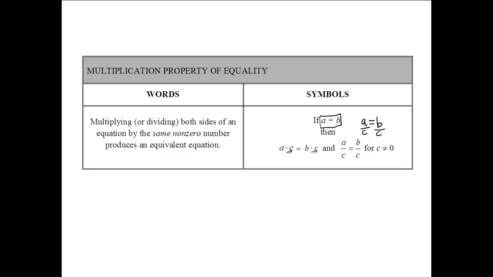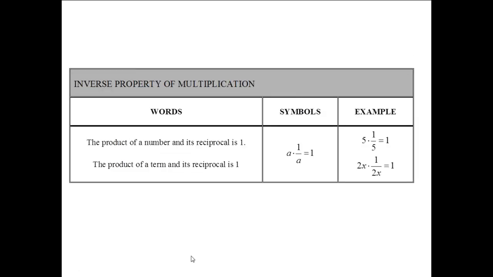The inverse property of multiplication states the product of a number and its reciprocal is 1. For example, 5 times its reciprocal, which is 1/5, equals 1. Also, the product of a term and its reciprocal is 1. 2x times 1 divided by 2x is equal to 1.